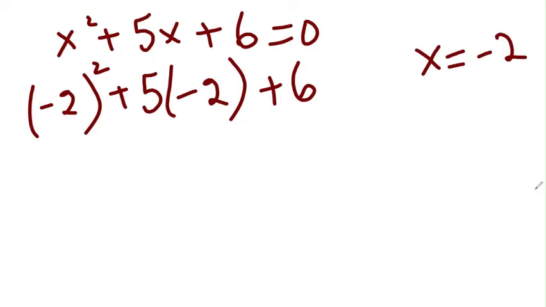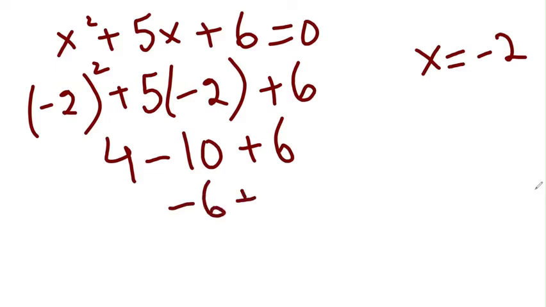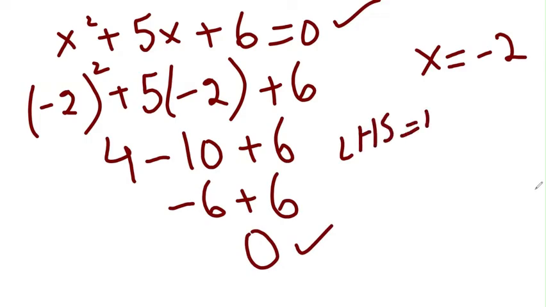What is the square of negative 2? It is 4. And this will be minus 10 plus 6. Now 4 minus 10 is minus 6. And minus 6 plus 6 is 0. So 0 is on the right-hand side, and yes, you are getting the right-hand side correctly. Left-hand side equals the right-hand side. So it means that the two solution sets are very correct. X is equal to negative 3 and X is equal to negative 2. Okay, so this is verification of your solution set.